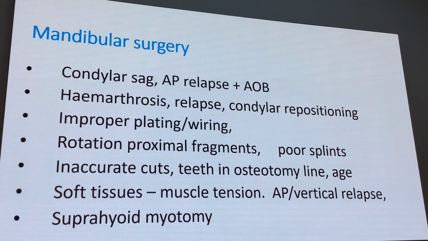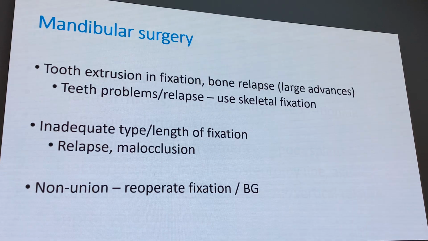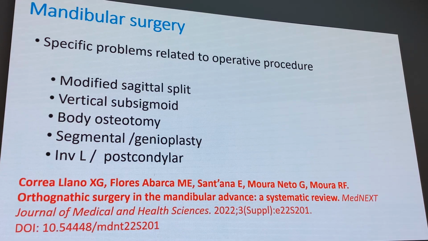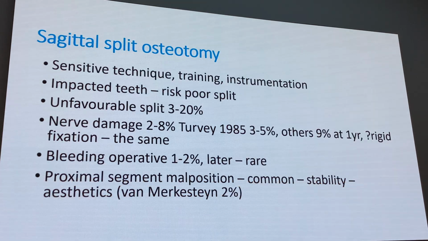Mandibular surgery, you get condylar sag, improper plating, rotation of the fragments, inaccurate cut, soft tissue, muscle tension, supramyotomy is to be done. Again, the same: relapse, inadequate fixation, non-union. So here we go into the osteotomies, as mentioned by Dr. Ellen, modified sagittal splits, vertical subsigmoid, and so on.